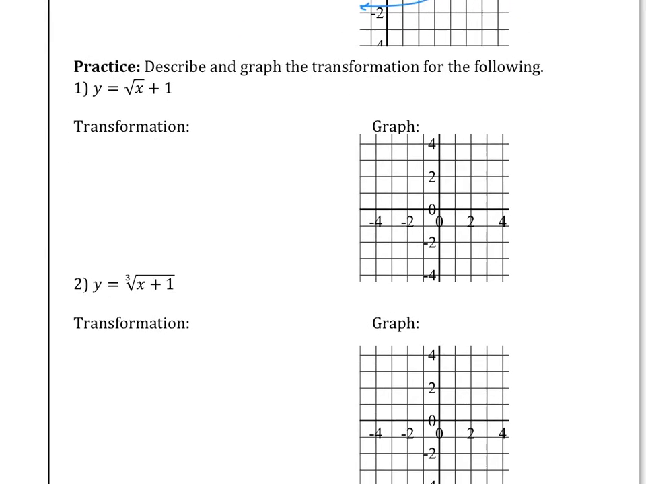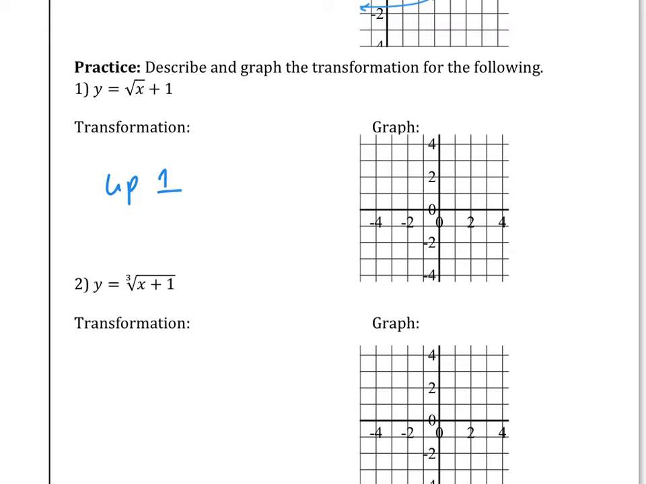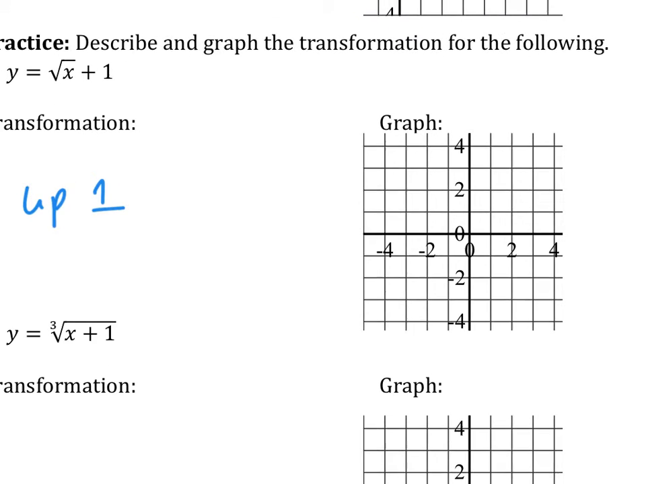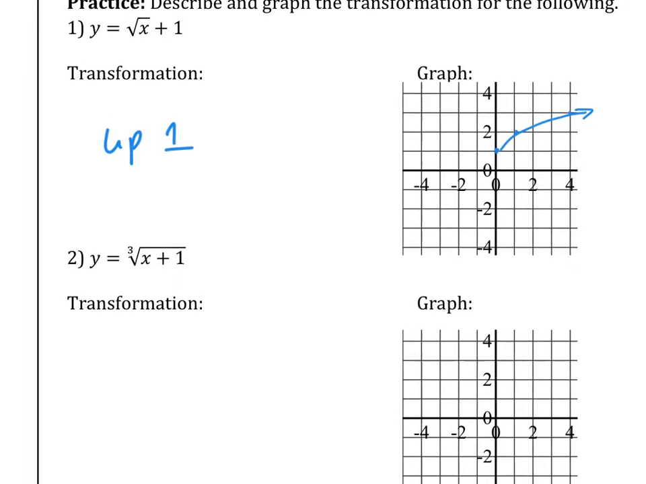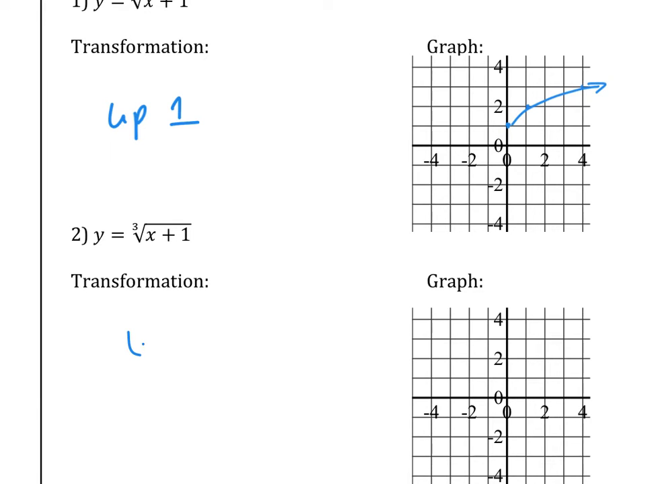All right, let's have you guys try 1 and 2. Number 1 is up 1. So up 1 from square root x. That's going to start here and looks like this. Number 2 is left 1. So we're going to start here, and then it goes down because this is cube root x.